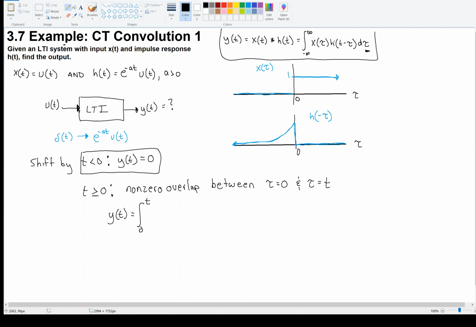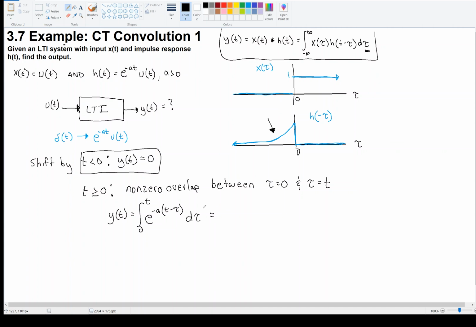Like that. Now, x of tau, well, in the non-zero part, x is just 1. So I'm not even going to write it. There's a 1 there. And in the non-zero part, we're talking about this part of h, right? So that's e to the negative at, but h of t minus tau, that's e to the negative a, and then if this is h of t, h of t minus tau is replacing t with t minus tau. Like this. And I don't need the unit step because the unit step is 1 in the non-zero region. Okay, so now my convolution boils down to just finding this integral.